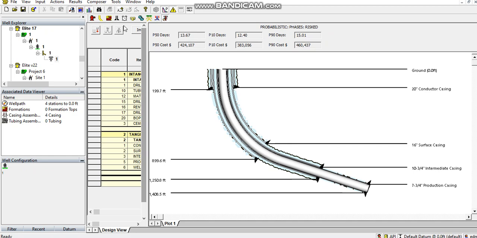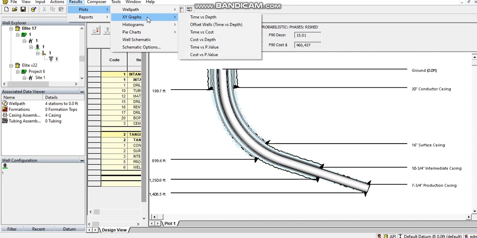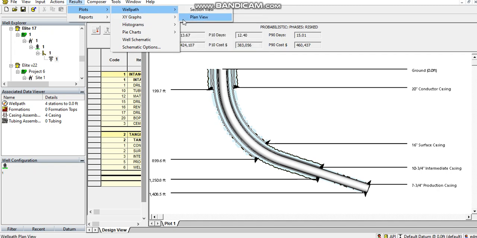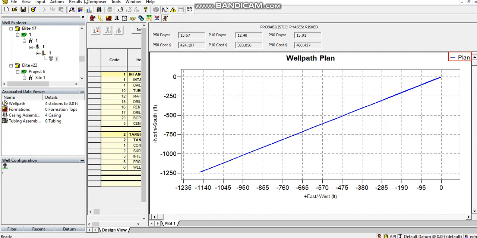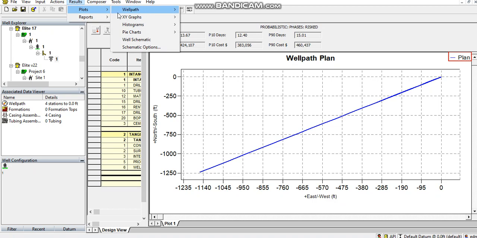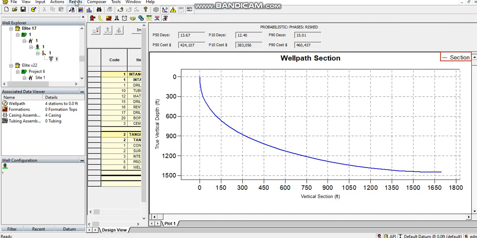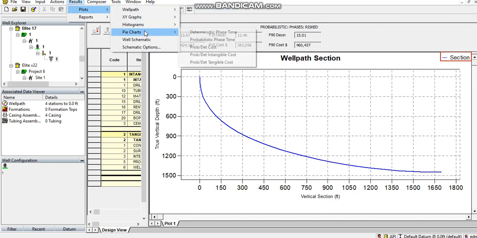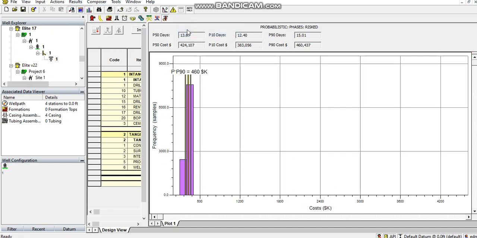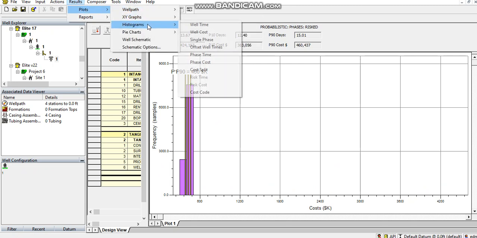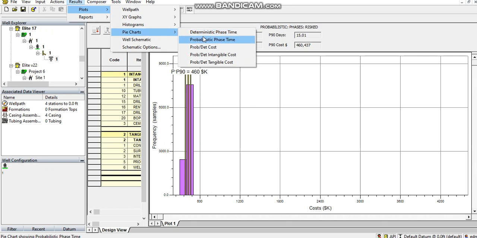This is our well. If you want, you can view it in 3D, in 2D, depending on what you want. This is in the plain view. You can view it in section view. You can also view the other results, histograms. You can see the WellCost. This is how it looks in a histogram. If you want, you can come here and click on the pie charts. You can also view it in the pie charts.